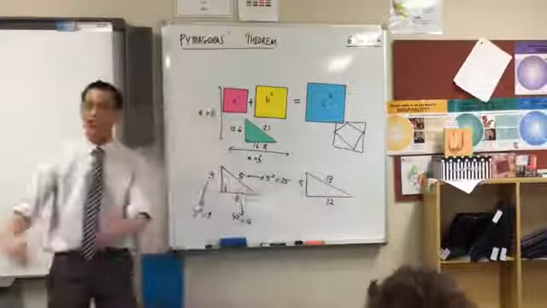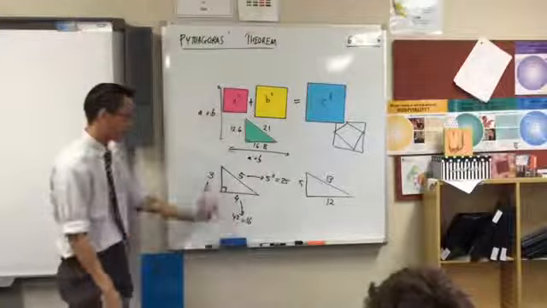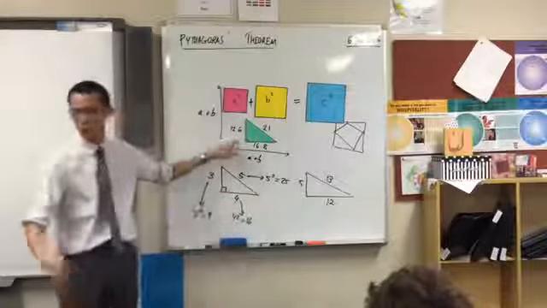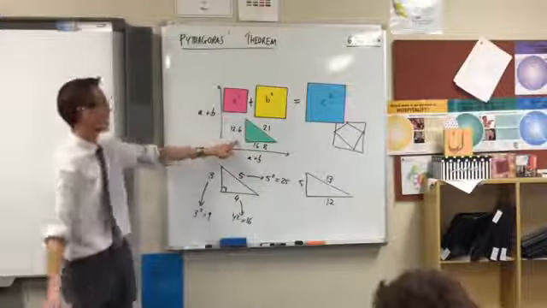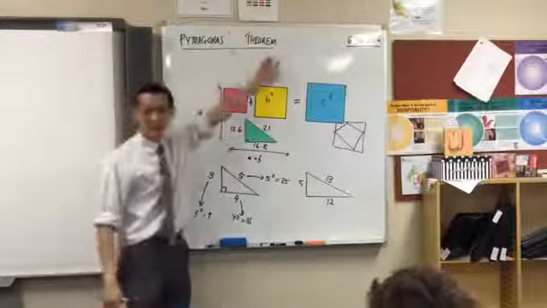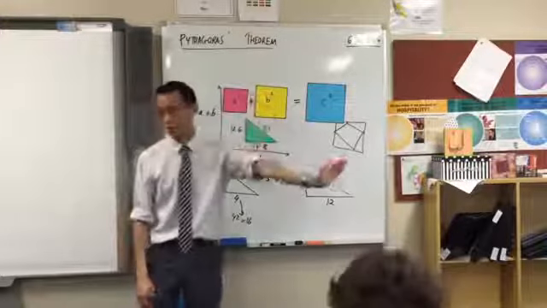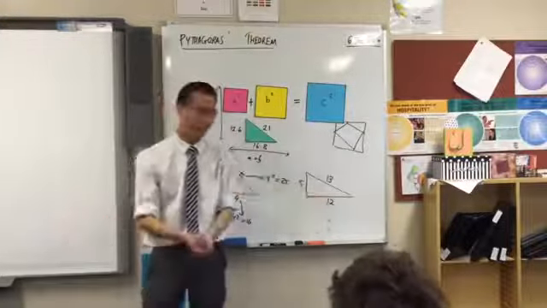Okay? And you can do this with any triangle you like. They don't have to be nice, neat numbers. They can be weird decimal numbers or fractions or anything. Pythagoras' theorem tells us this is always true, no matter what right-angled triangle you have. Okay?